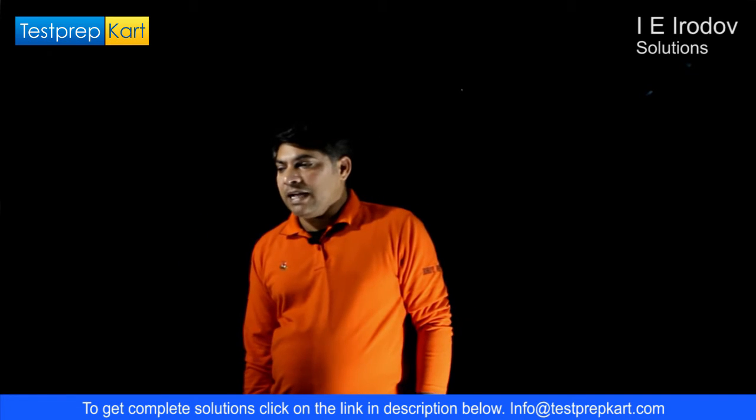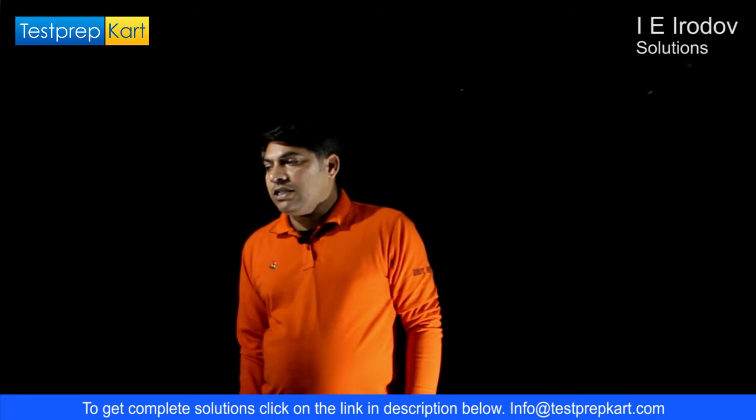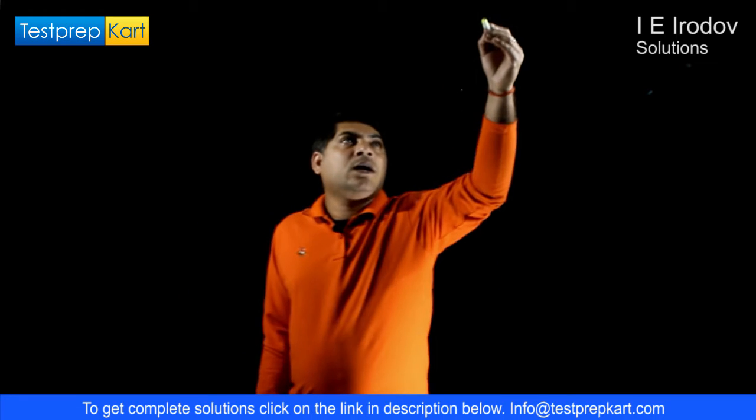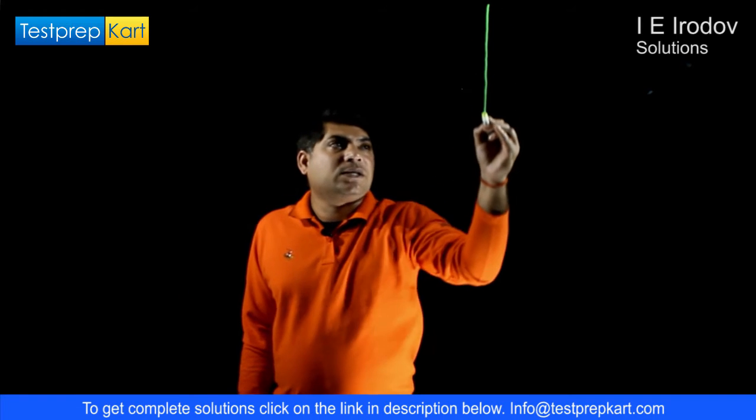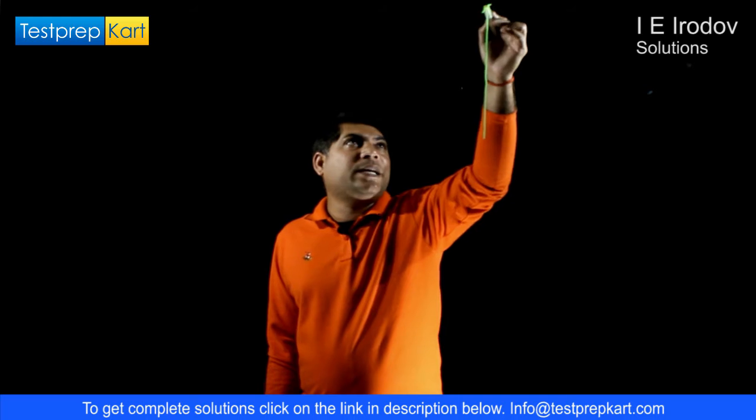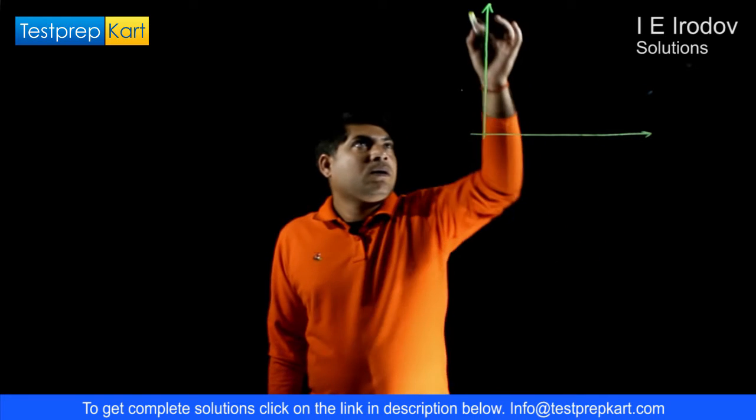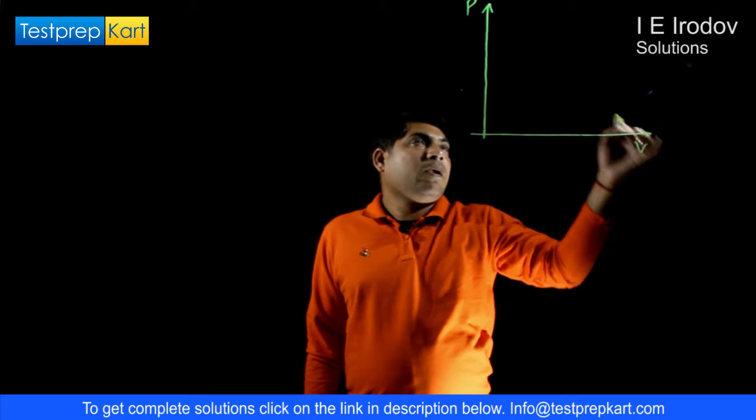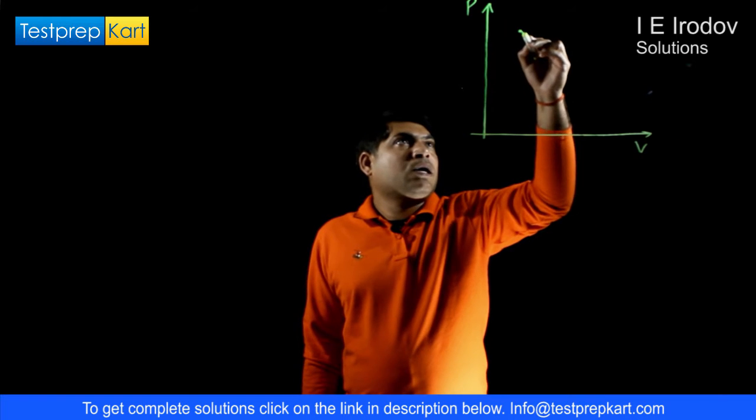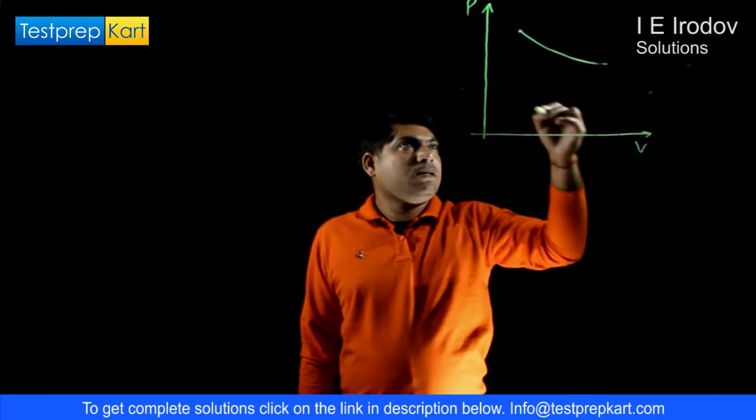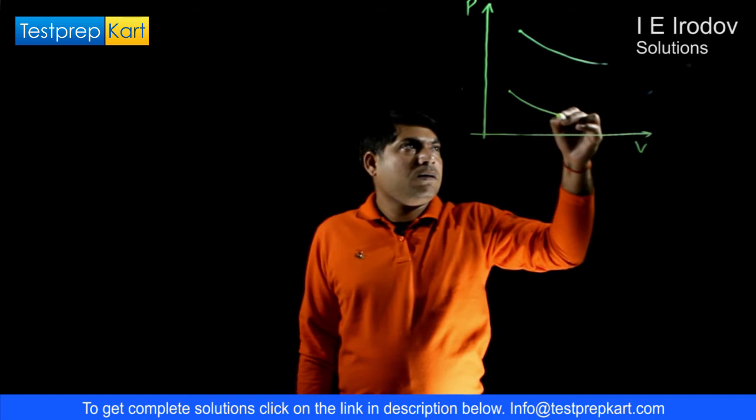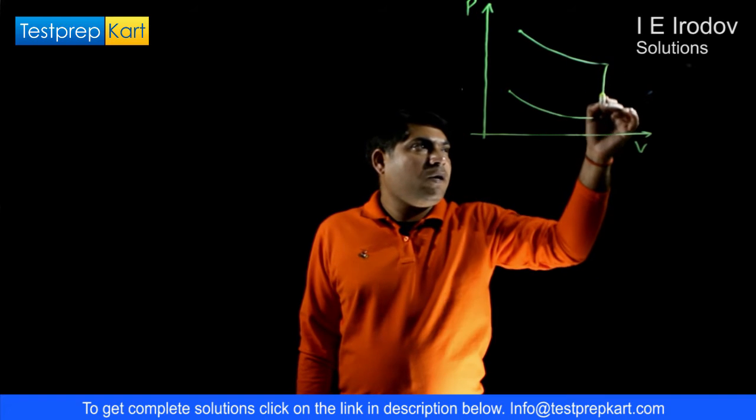So here we have a cyclic process that consists of two isochoric and two adiabatic processes. So first let's draw the PV diagram. This is P and V. Here are two adiabatic processes and two isochoric processes.